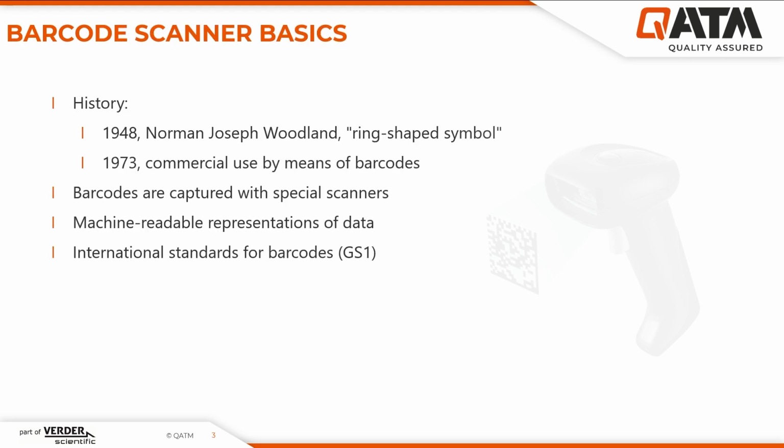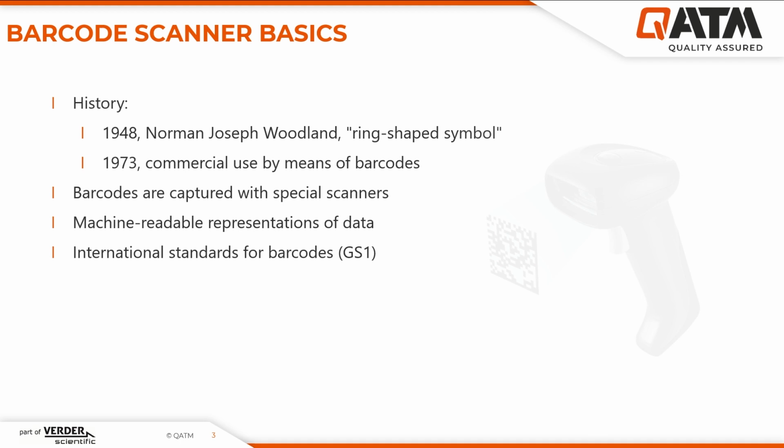Regarding the history of the barcode. In 1948, Norman Joseph Woodland, a mechanical engineer at a high school or university, developed the ring-shaped symbol barcode. It's not the barcode as we know it right now, so it's a ring-shaped symbol with a black surrounding for sending some data. But with this kind of system, we were not able to do anything in the industry because there was not the technology available for sending and reading that information.